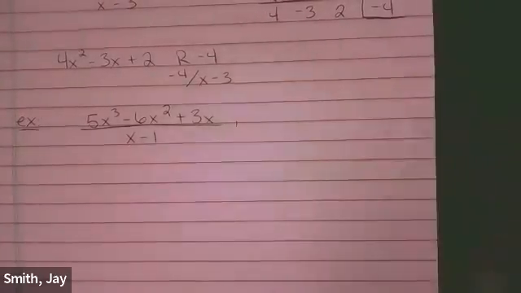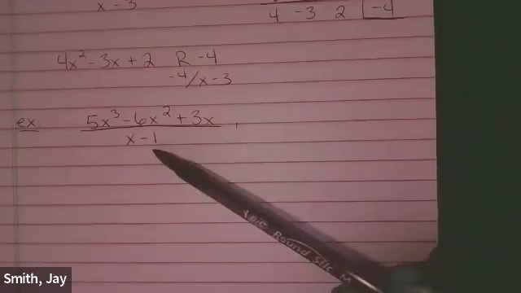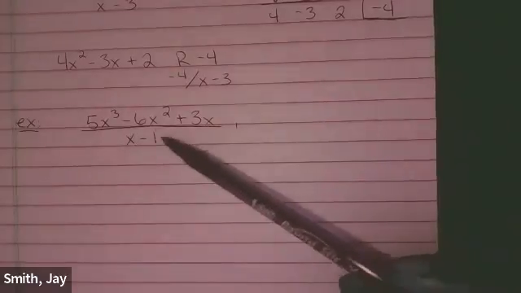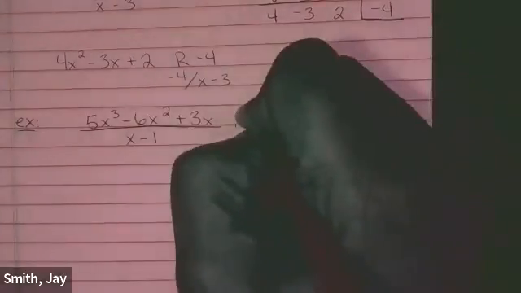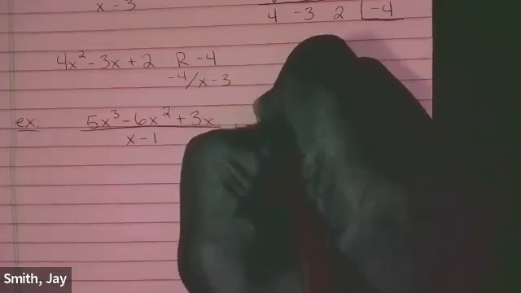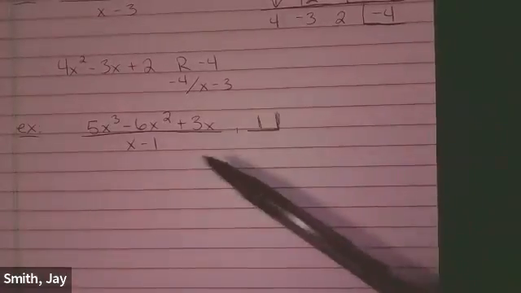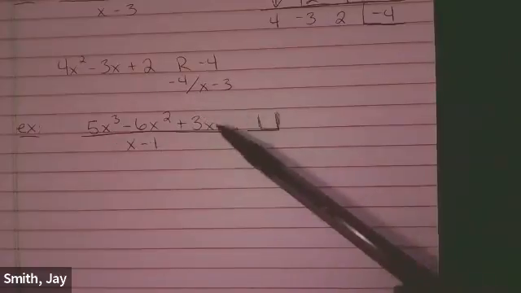So when we're setting this up, we want to make sure that it matches form. By that I mean my divisor is x plus a number or x minus a number. This does match form. We're going to take the opposite of what we see for our number. We see -1, so we're going to put a positive 1 on synthetic division. And make sure that we account for every degree here. So we're starting with 5x cubed, or x cubed, x squared, x.